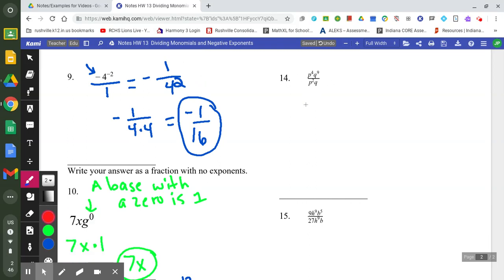So on 14, I have p to the 4th over p to the 2nd. So I'm going to write the base once and then subtract my exponents, and the same thing with q. Write q once and subtract my exponents, and remember there's an invisible 1 right there, so minus 1. So now I have p squared q to the 8th.